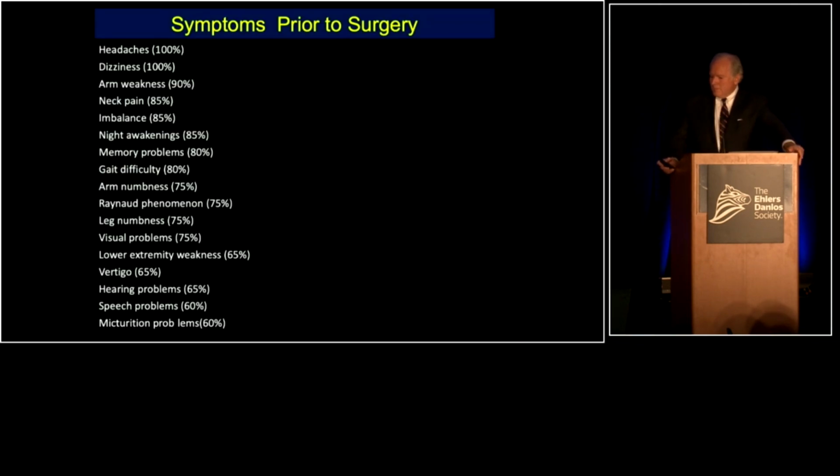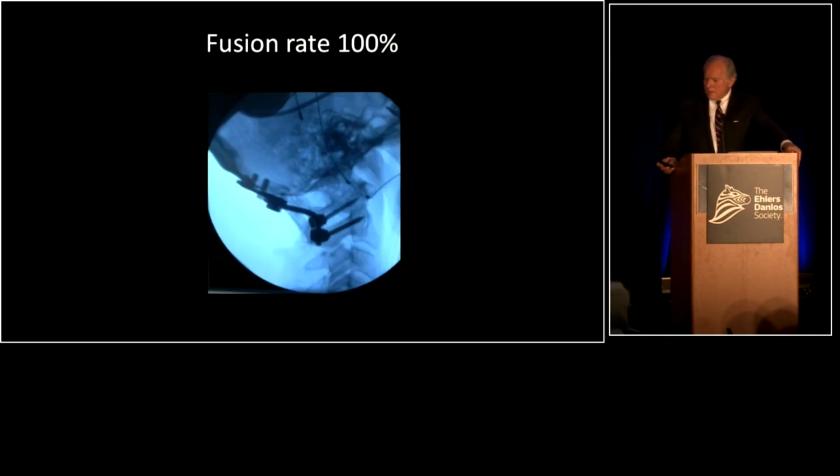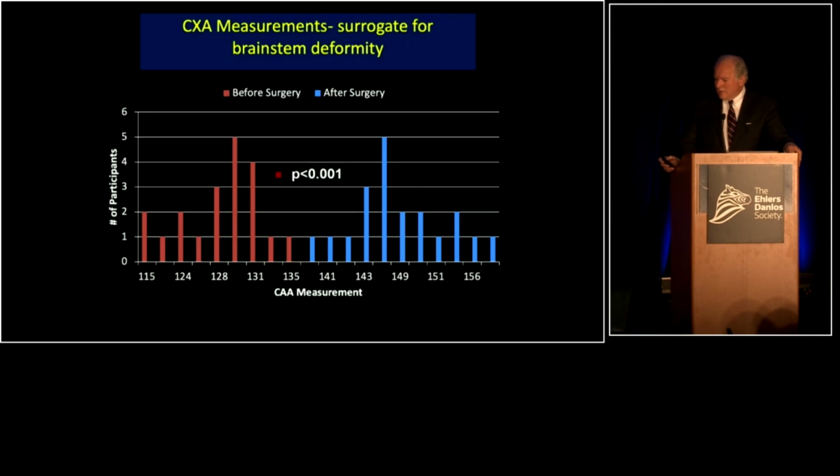So the symptoms prior to surgery, all the usual suspects: headache, dizziness, arm pain, neck pain, imbalance, memory, gait, numbness, Raynaud's, all those things. These are the cervical medullary syndrome. These are symptoms that we anticipate you'll get if you compress or deform the lower brainstem or upper spinal cord. Now, the fusion rate was 100%.